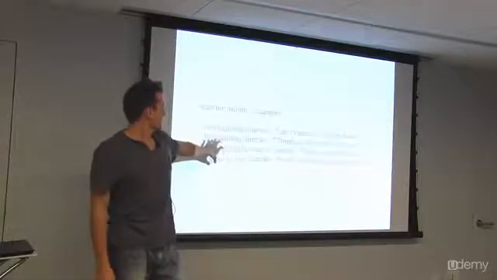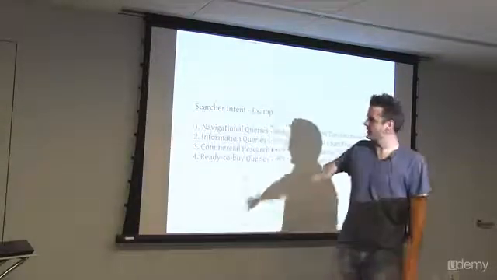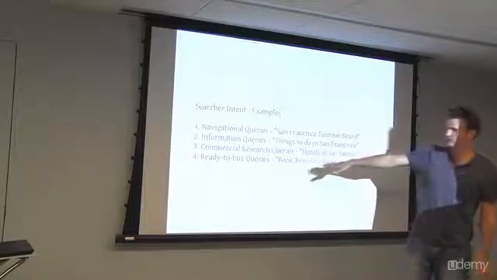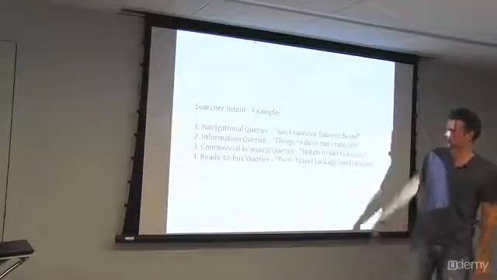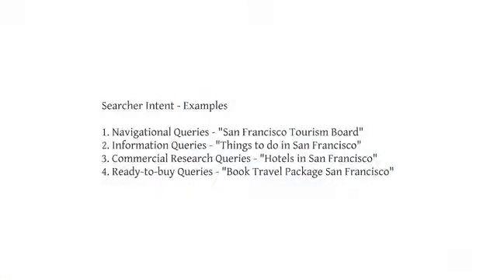There's some examples here that we did. So when we talk about navigational, informational, commercial research, and ready-to-buy queries, I just threw up some quick examples. So a navigational query might be San Francisco Tourism Board. Maybe they've been to the San Francisco Tourism Board website before. They're just trying to get there again.